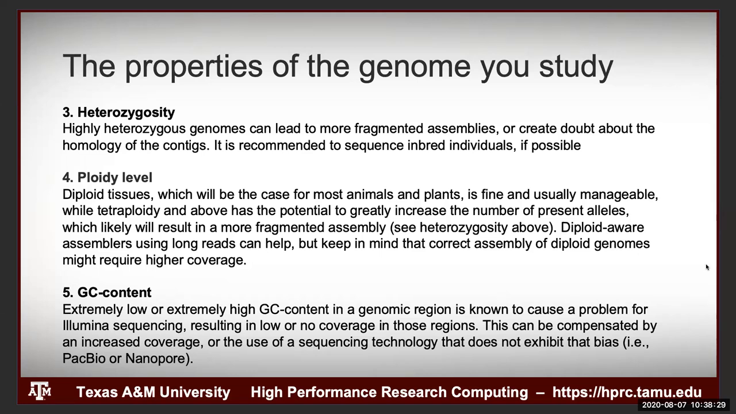One more thing is GC content. If your genome has extremely low or extremely high GC content in some regions, it's going to cause problems for sequencing, especially for Illumina sequencing by synthesis technologies. To compensate for that, you can either increase the coverage or use a sequencing technology that does not have that GC bias, for example PacBio or long read like Nanopore.